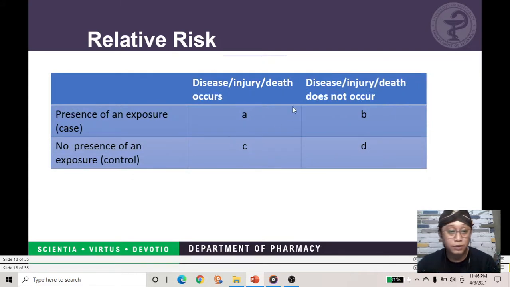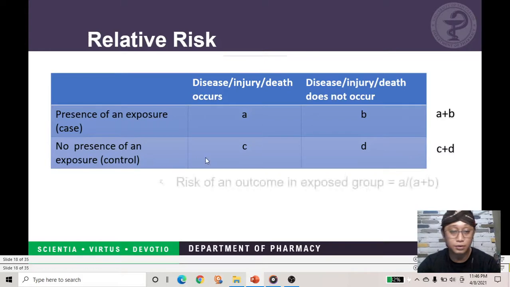If we represent it in a table, we can have this table. The rows are the presence of an exposure, the case group, and the control group, where there is no presence of exposure, and the columns are the outcomes. We have A, B, C, D here, and then we have A plus B as the total number of exposed, all members of the cases, and then the total number in the control group.